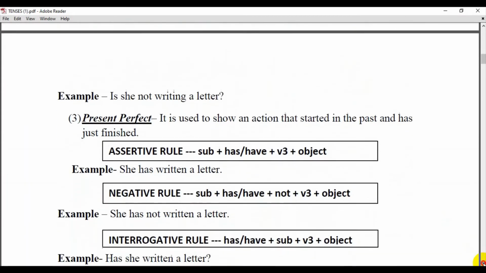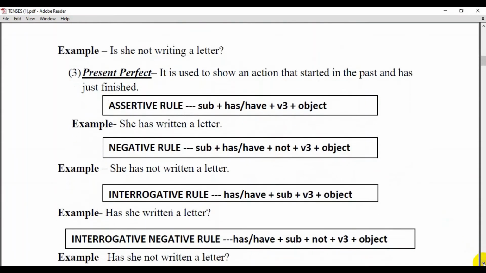We have also the present perfect, which is used to show an action that started in the past and has just finished, or has an effect on the present, or will have an effect on the future. So here we need to use have or has according to the subject.